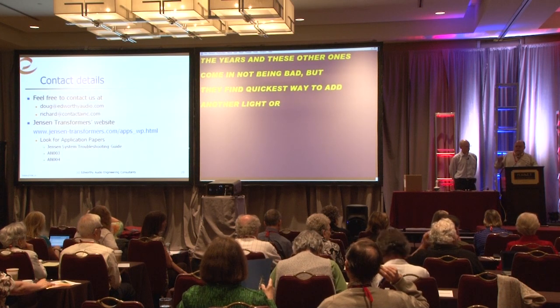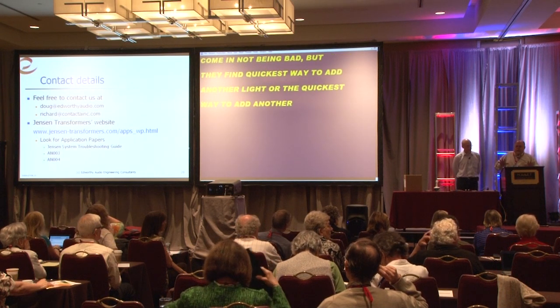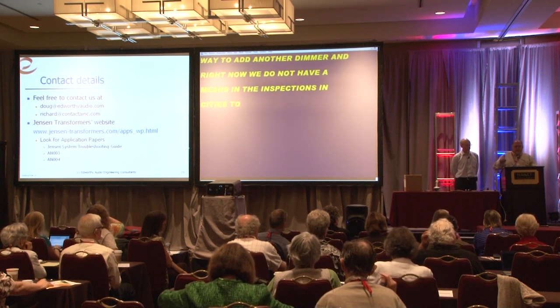And even in looking at facilities and restaurants, what I've found is when I go into a brand new restaurant and one electrician has worked on it, it's probably pretty good. But now they add lights and structures and remodel over the years, and these other ones come in, not being bad, but they find the quickest way to add another light or the quickest way to add another dimmer. And right now, we do not have a means in the inspections in cities to check for ground looping. One of the things you can do over time in advocacy is I'd love to get that test requirement into the building codes. A lot of other people would like to have it. The audio guys would like to have it. It affects their job, the computer people, everybody.